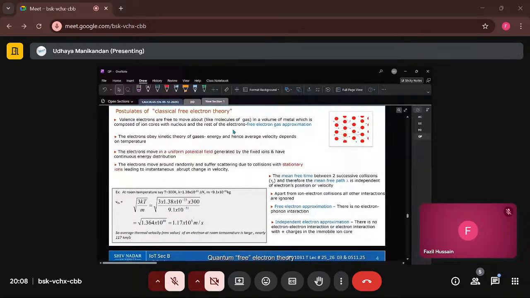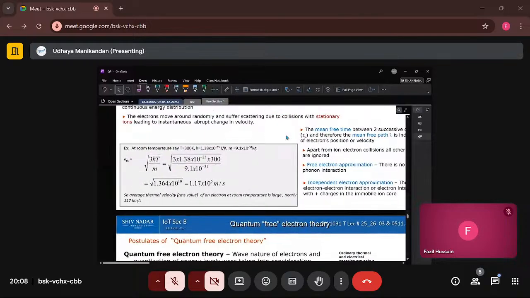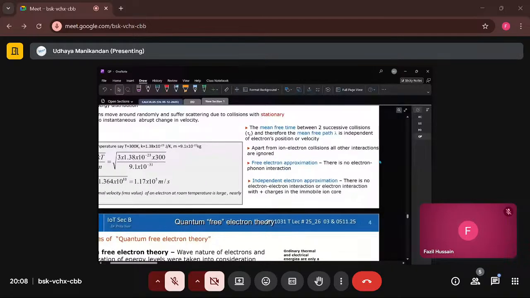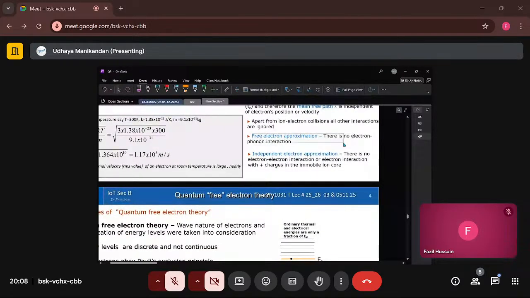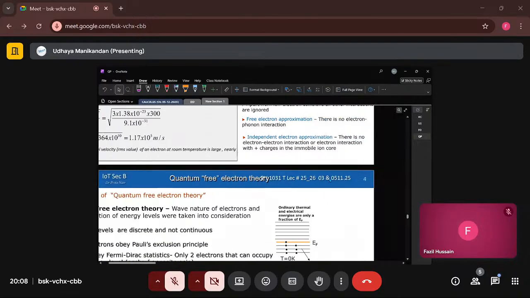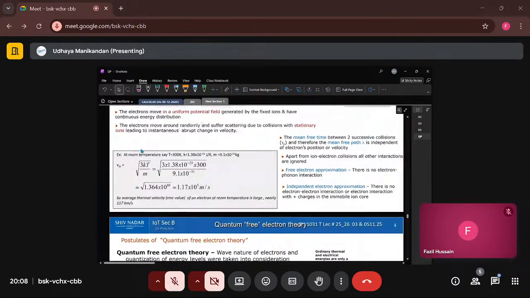These are all just formula-based things. The mean free time between two successive collisions, and therefore the mean free path lambda, is independent of the velocity. Apart from ion-electron collisions, all other interactions are ignored. In the free electron approximation, there is no electron-phonon interaction. We are not getting deep into this. If you have doubts, let me know. In the independent electron approximation, there is no electron-electron interaction or electron interaction with positive charges. There are going to be electron collisions though.